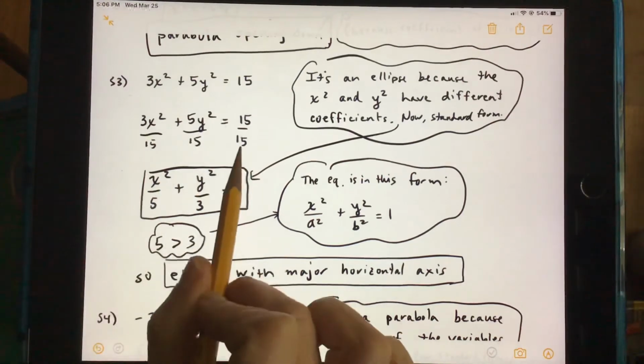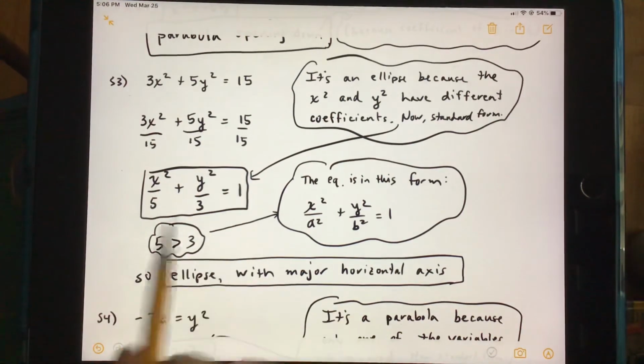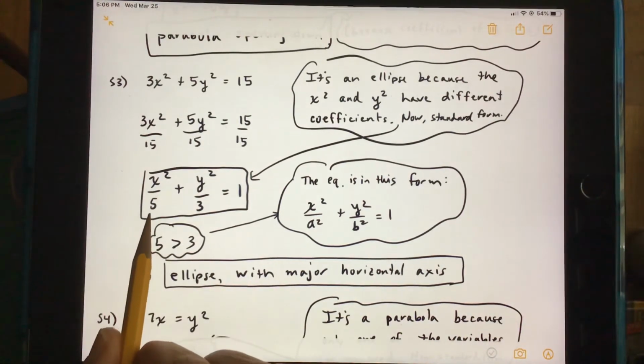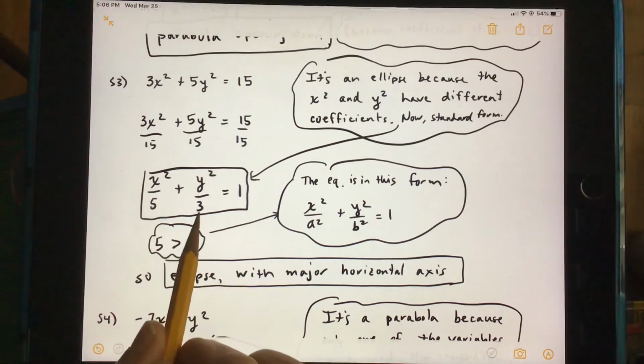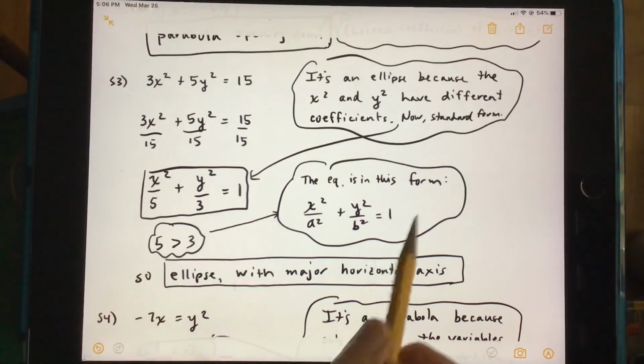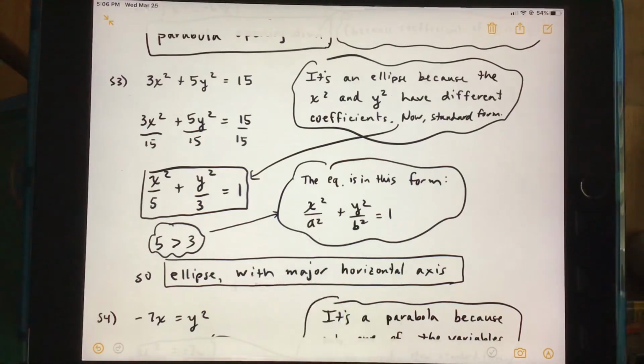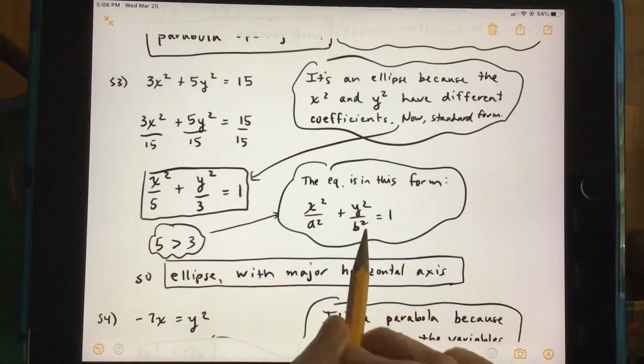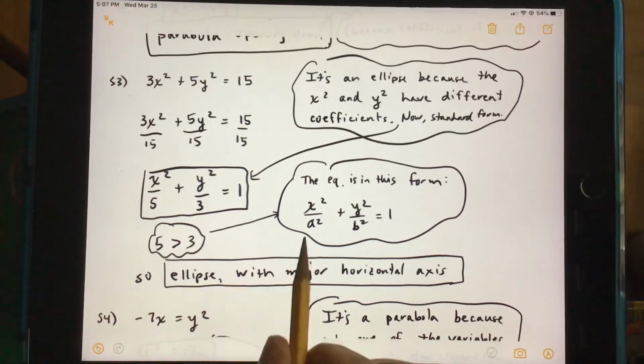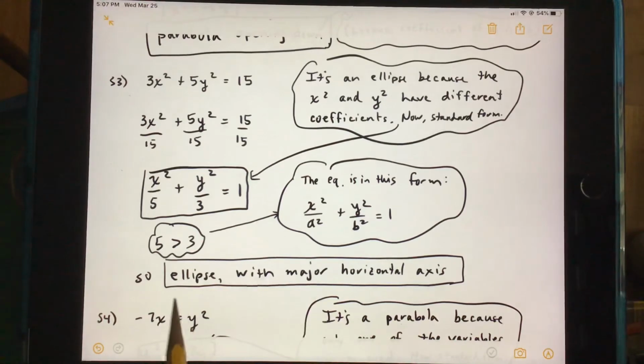So when we divide the entire equation by 15 to make this turn into 1, we're going to notice that underneath the x squared, 5 is bigger than what's underneath the y squared, 3. So that means that this is the equation that we need to be thinking about, where the a squared is always the bigger number underneath our x squared or y squared. So in this case, because the a squared is underneath the x squared, this is an ellipse with a major horizontal axis. That means that it is squished top and bottom, and it's made fatter side by side.